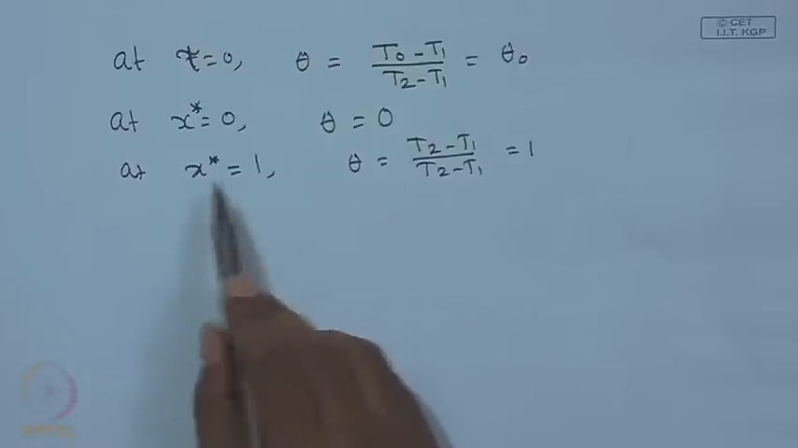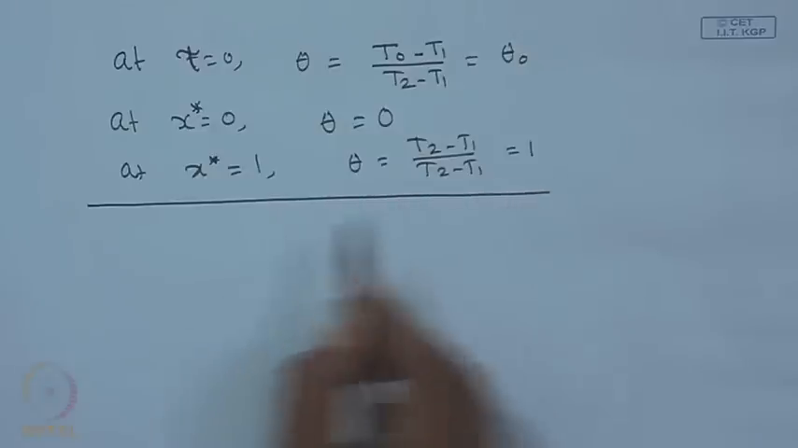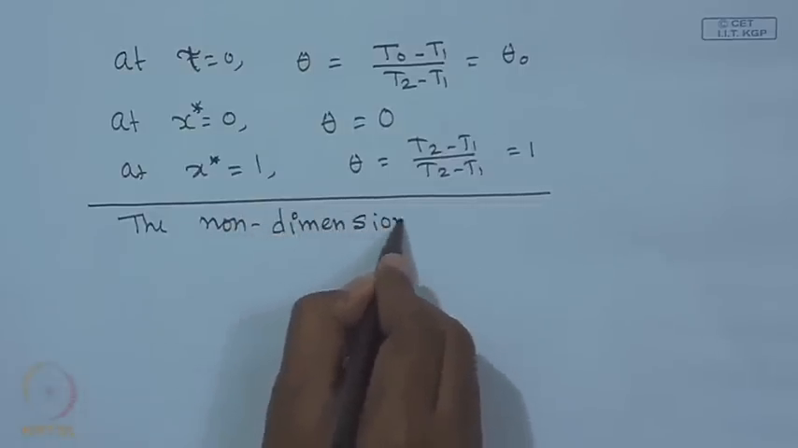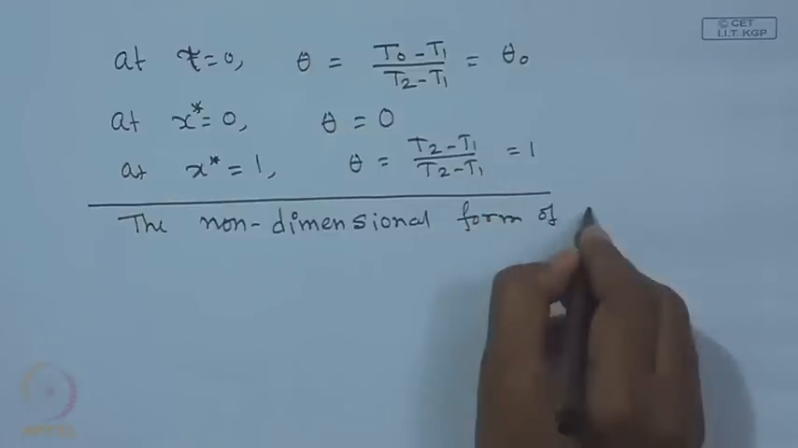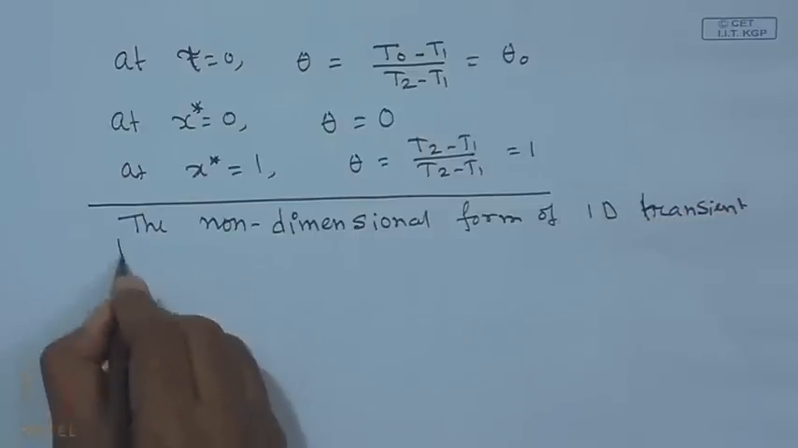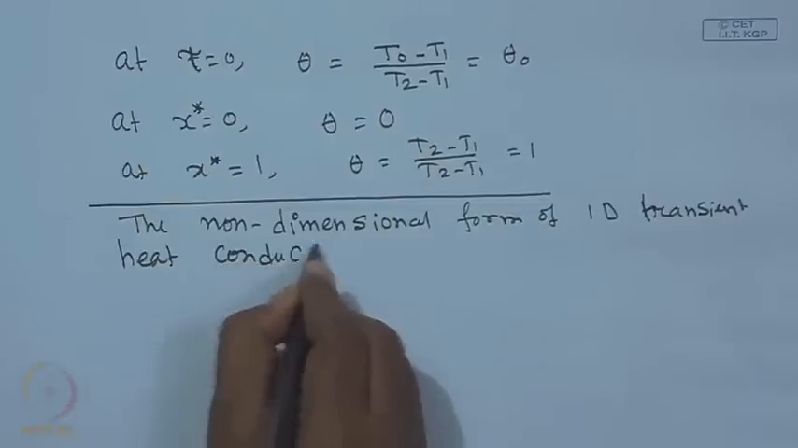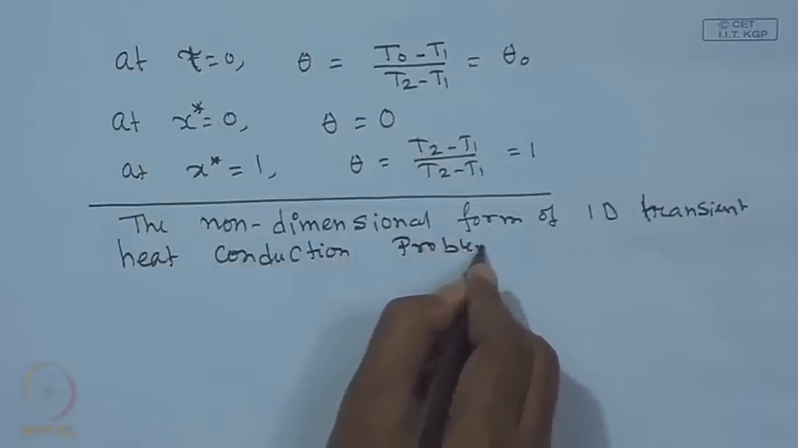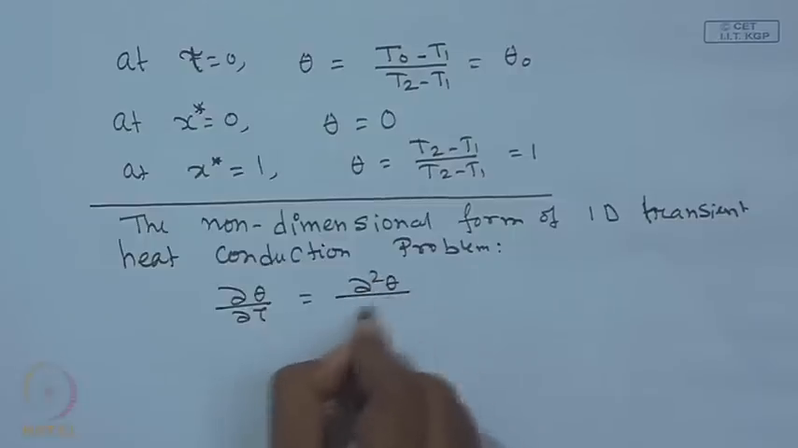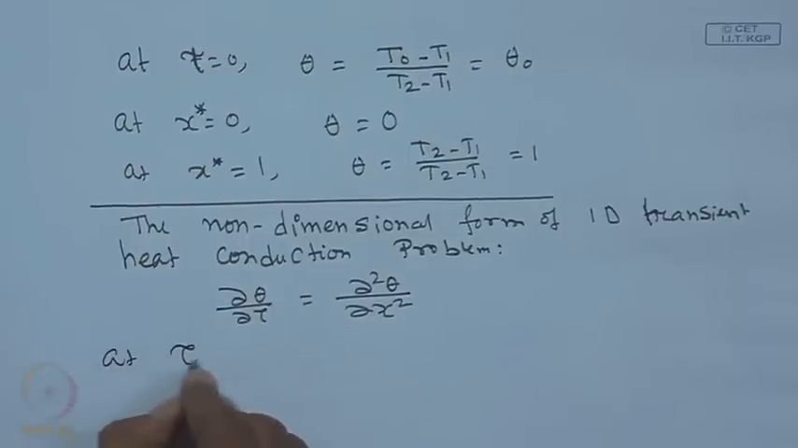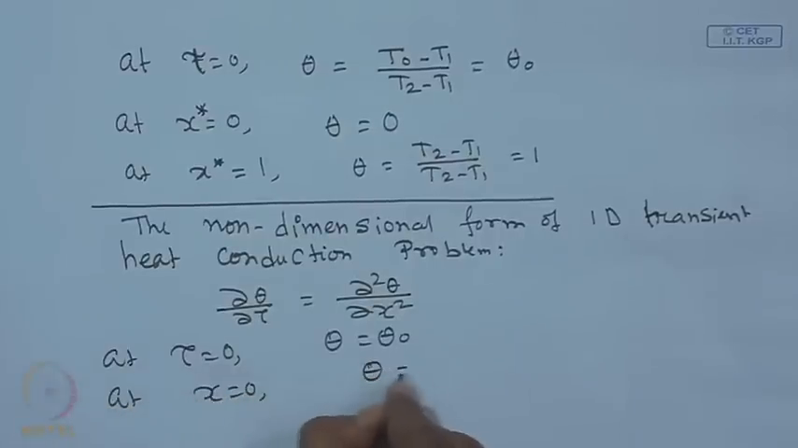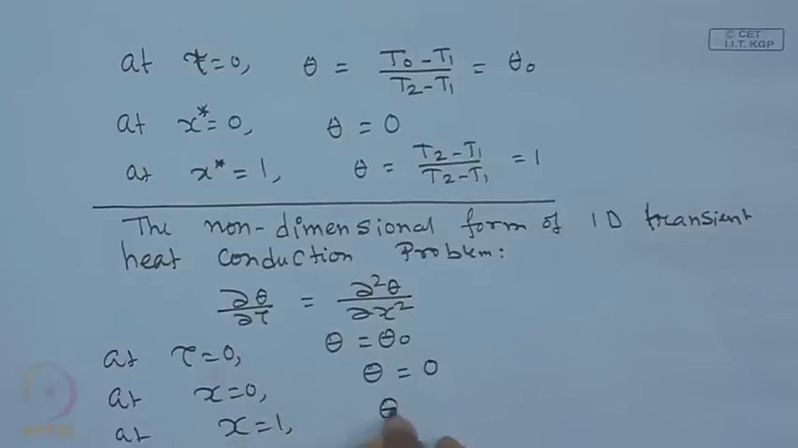So, we do away with x star and all this. So, we put them as x. So, the non-dimensional form of the one-dimensional transient heat conduction problem becomes del theta del tau is equal to del square theta del x square. At tau is equal to 0, theta was equal to theta naught. At x is equal to 0, theta was equal to 0. At x is equal to 1, theta was equal to 1.